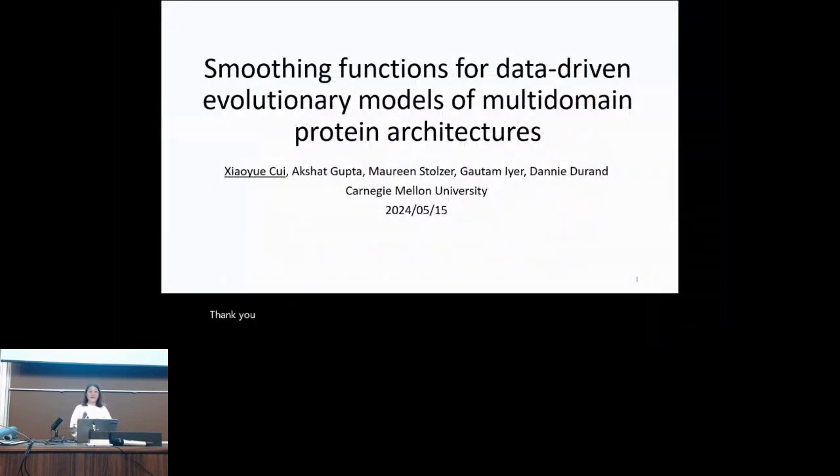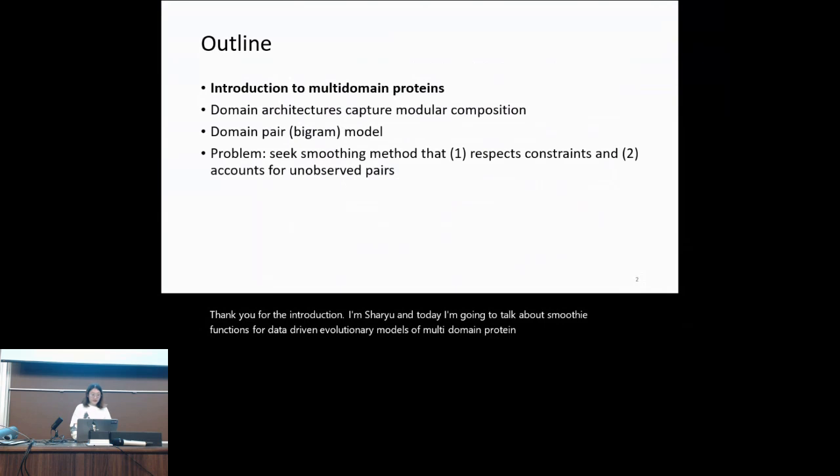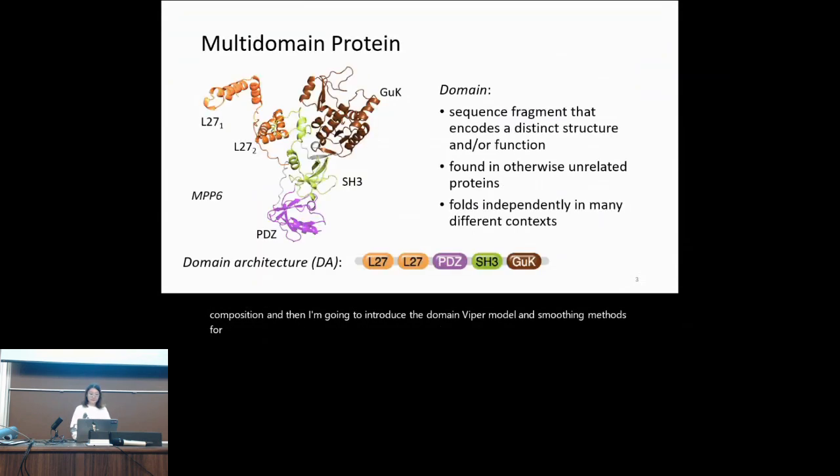I'm Xiaoyue, and today I'm going to talk about smoothing functions for data-driven evolutionary models of multi-domain protein architectures. In this talk, I'm going to introduce multi-domain proteins and how domain architectures capture modular composition, and then I'm going to introduce the domain bigram model and smoothing methods for the bigram model. So what are multi-domain proteins?